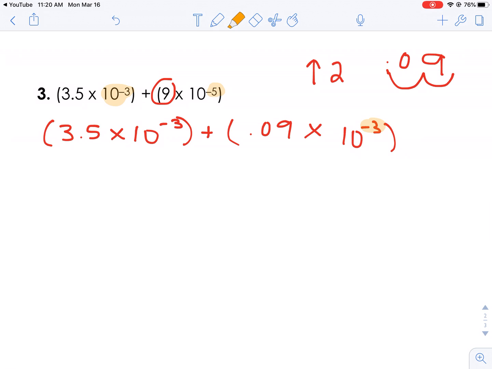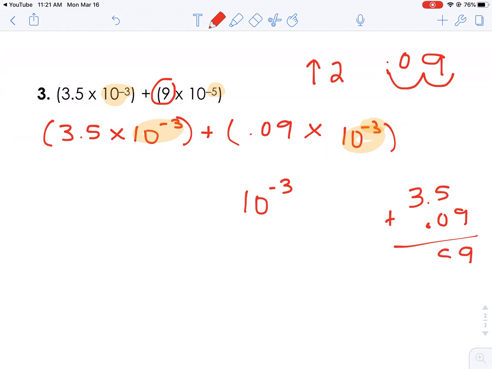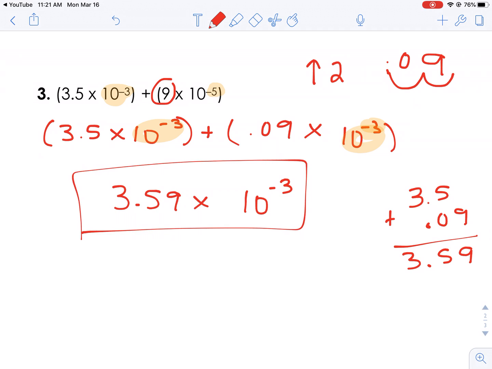Okay. Now that the powers of 10 are the same, I have 10 to the negative third and 10 to the negative third. So my answer is also going to be 10 to the negative third. We're adding, so we're just going to take 3.5 plus 0.09. Make sure we line up our decimals. That gives us 3.59. So we would have a final answer of 3.59 times 10 to the negative third. Our answer is in scientific notation, so we're good to go.